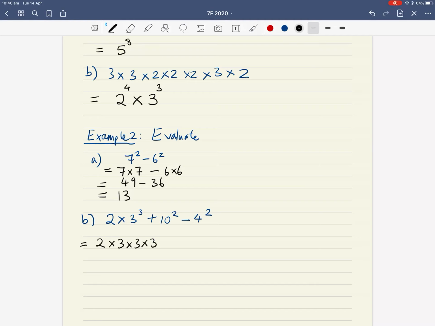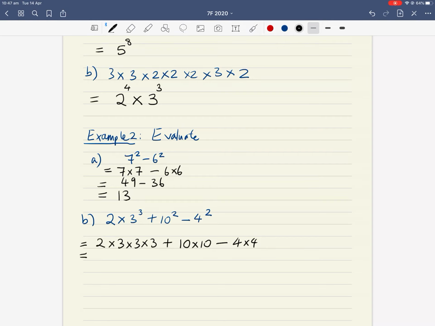Well, 3 cubed means 3 times 3 times 3. So 3 cubed is not the same as just 3 times 3. It's 3 times 3 times 3 because there's 3 lots of it there. Plus 10 squared. 10 squared means 10 times 10, not 10 times 2. Be careful. Powers mean you're multiplying that base number by itself, not by the power. The power tells you how many times you need to write that base number down. And we're taking away 4 squared, which is 4 times 4.